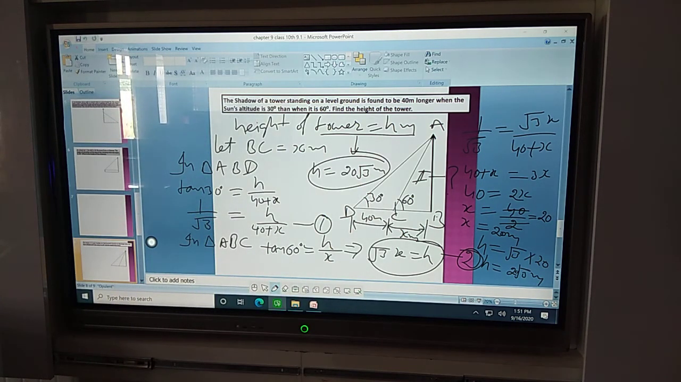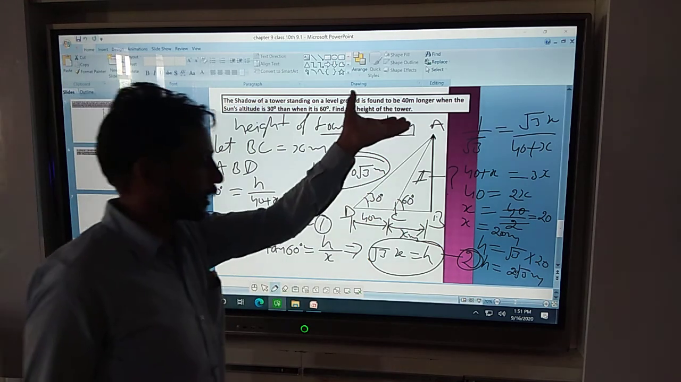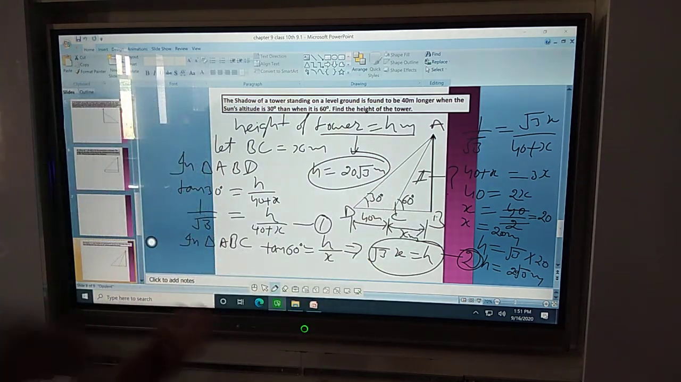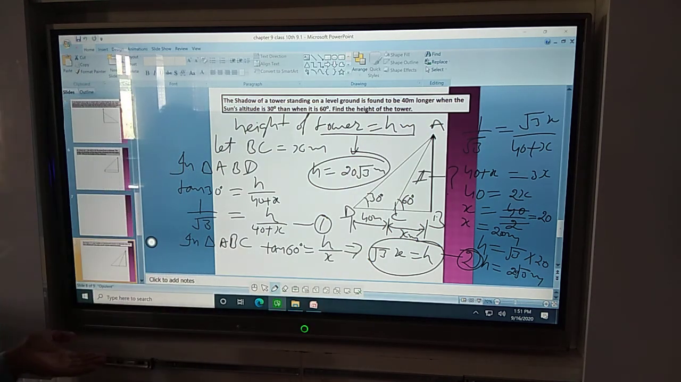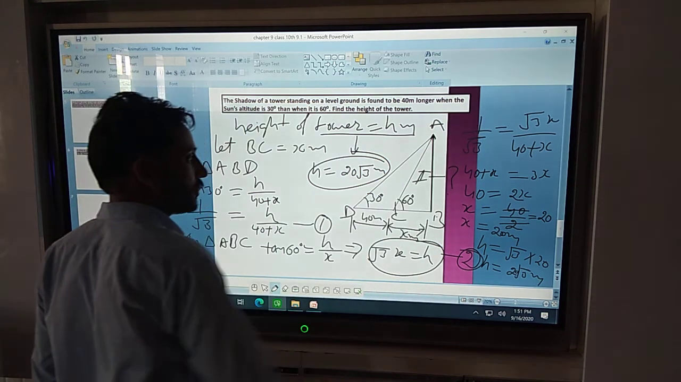Okay, how we can find the height of a tower or chimney, anything, height of building. Suppose there is a building, AB is a building. In another question we can change the statement. The AB is a building, the angle of elevation is 30 degree when the sun is at the top, and the angle of 60 degree. Then we can also find the height of this building.